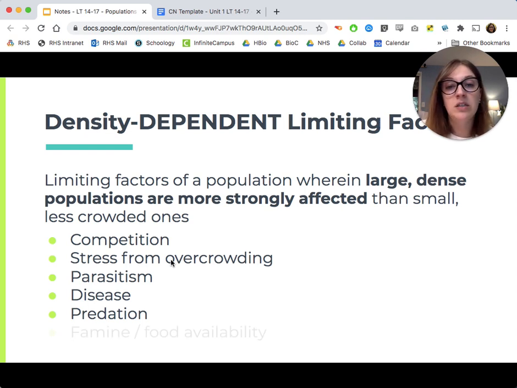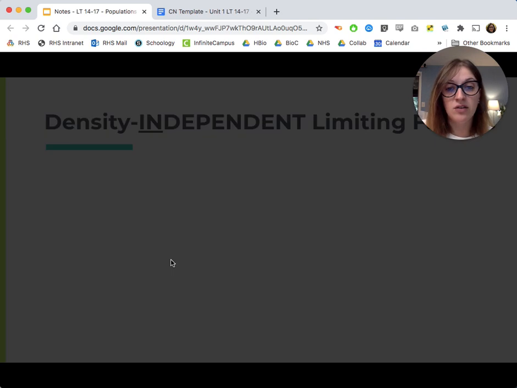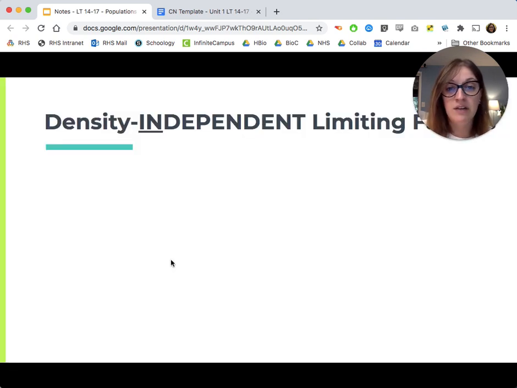Let's compare this to density-independent. Oh, I forgot food, and food availability is also one of the limiting factors. Pause the video, make sure you've listed all of these and defined. Now let's compare density-dependent limiting factors to density-independent limiting factors.